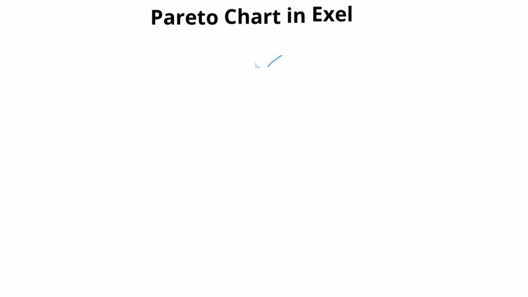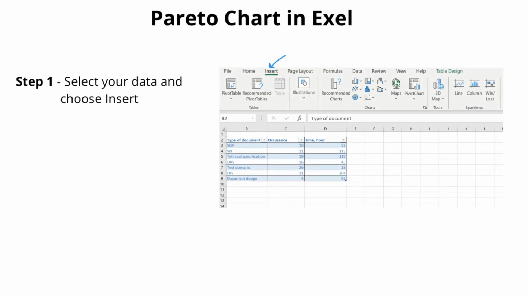Look at an example Pareto chart in Excel. What do we have? We have the type of the document, occurrence, and time in hours. Our main goal is to see what to focus on among the types of documents in percentage, and how much time they spend on it. Our first step: select your data and choose Insert.